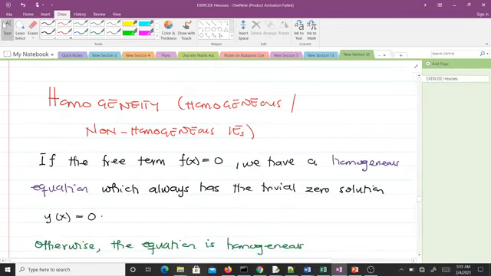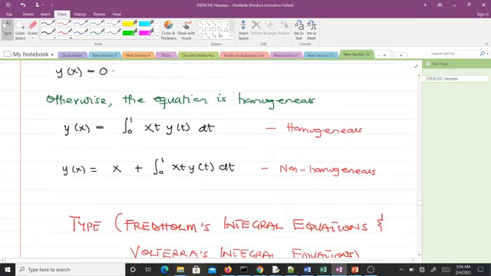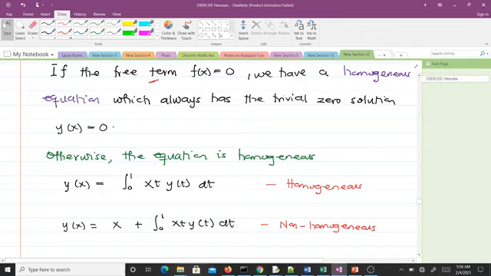Okay. So now let's classify it based on homogeneity. So whether it is homogeneous or non-homogeneous. You know what a free term is, or the forcing term, f of x. If the free term f of x is equal to 0, then we have a homogeneous equation. And that equation always has the trivial solution, y of x equals 0. So the key thing you have to know is that if the free term is 0, then our integral equation is homogeneous. Otherwise, the equation is non-homogeneous.